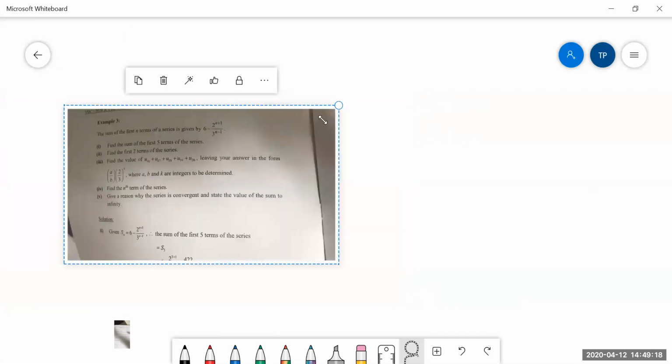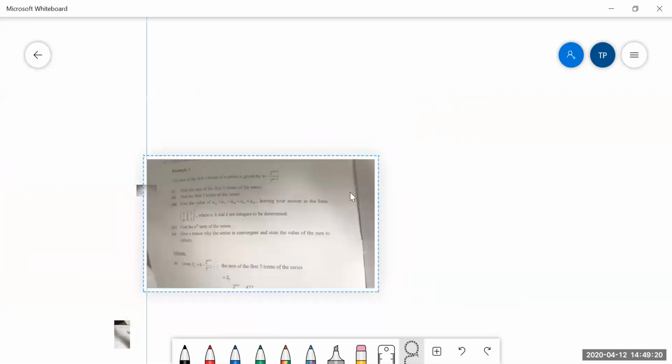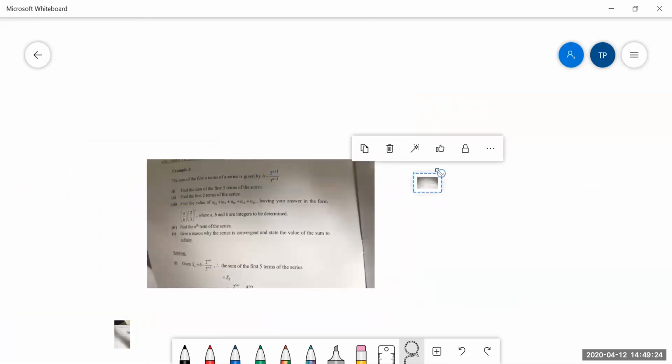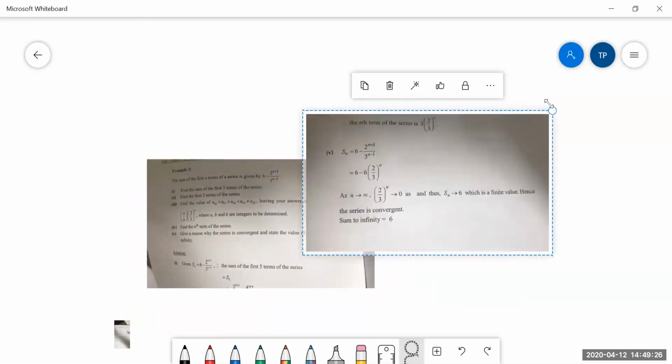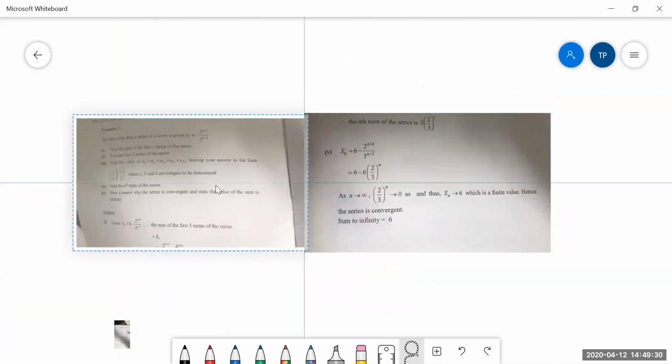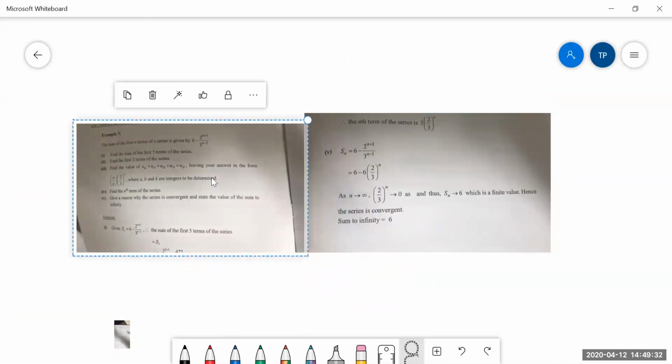Wait. It's so small. I only don't understand the last part, like Sn, whatever. Which part? The last line only, the explanation. Oh, the last line. Okay.